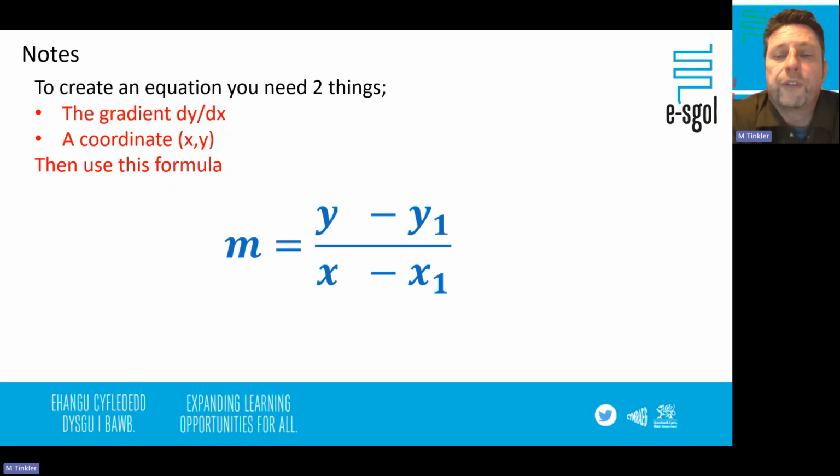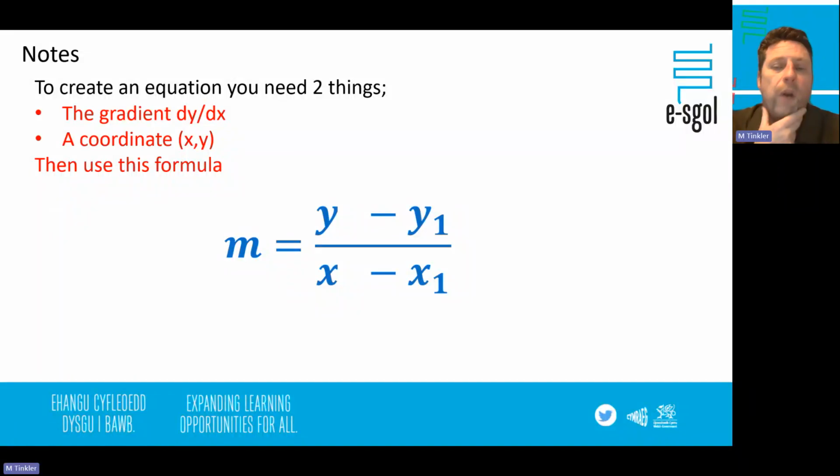Now, different schools or centres might teach you that in a different way. They might teach you y minus y1 equals m open brackets x minus x1. That was the way I was taught in school. The reason why I use it in this format is because I know, and most of my year 11 classes will know, that gradient is changing y over changing x. And that's the reason why I write in that form.